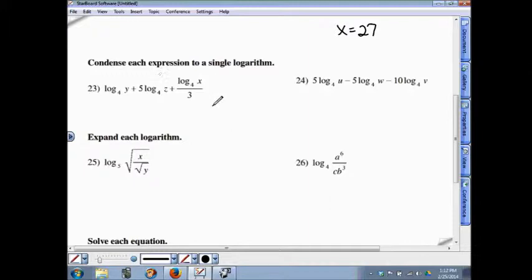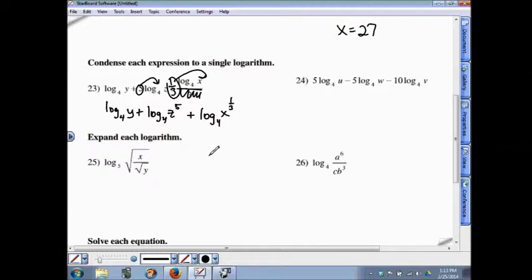Okay, condense. First of all, when you're condensing, you want to look for numbers in front of logarithms. Now this one's kind of hard to spot, but dividing the entire logarithm by 3 is exactly the same thing as multiplying the expression by 1/3. So that's also a number in front. So these numbers have to go back up top as exponents. So this is the log base 4 of y plus log base 4 of z to the 5th plus log base 4 of x to the 1/3.